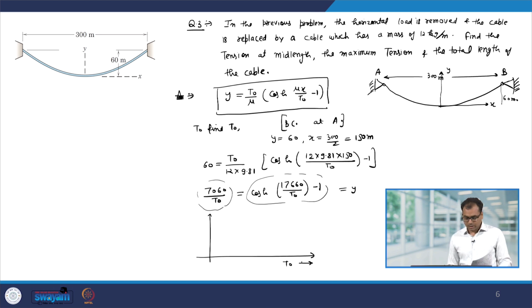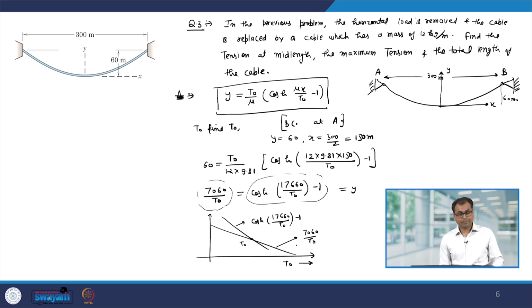On this side you have T naught, and you can plot 7060 divided by T naught. Let us say this is one plot, and for the second one this is the plot. You can do this on the computer, and the intersection will give you the value of T naught. So, this is cos hyperbolic of 17660 divided by T naught minus 1, and this is 7060 divided by T naught. If you do that and find the intersection, it gives you T naught equal to 23200 Newton, which is nothing but 23.2 kilonewton. So, this is T naught.